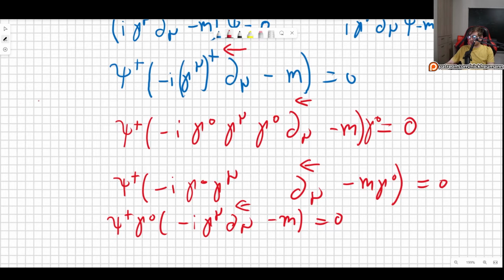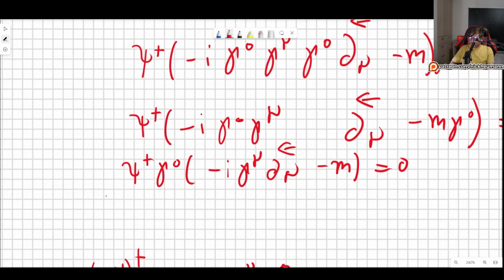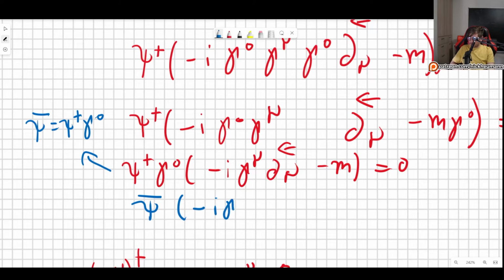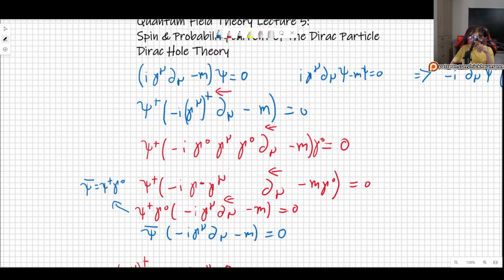And now we can introduce some new notation. And this is exactly why I wanted to do this method, because now I can introduce the Hermitian adjoint here, which will be psi Hermitian gamma 0. And this will behave very nicely, and it's going to make everything much easier. So minus i gamma mu d mu minus m. So we can see that now this has the same form as our initial expression, right? I'm missing the arrow here, by the way.